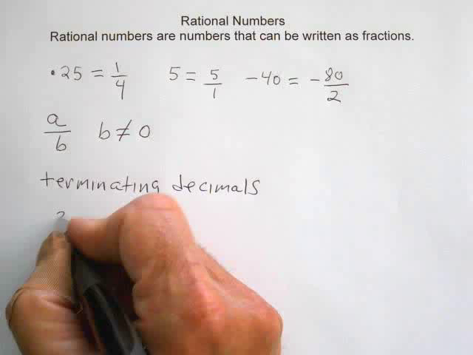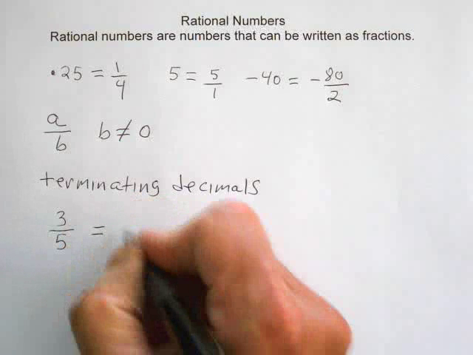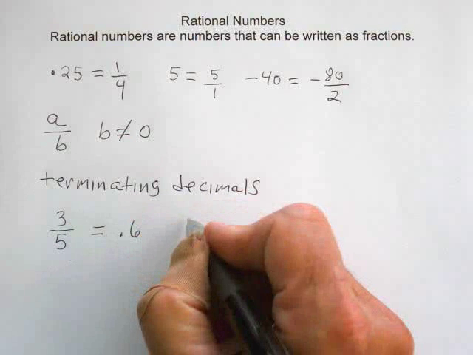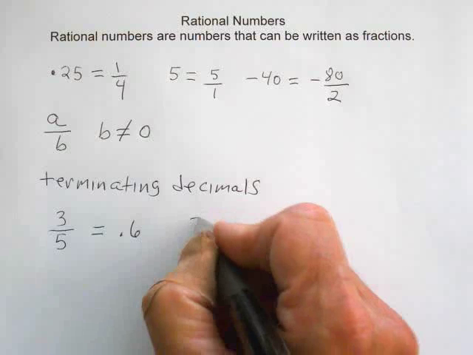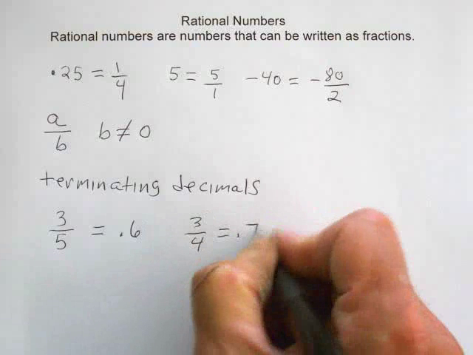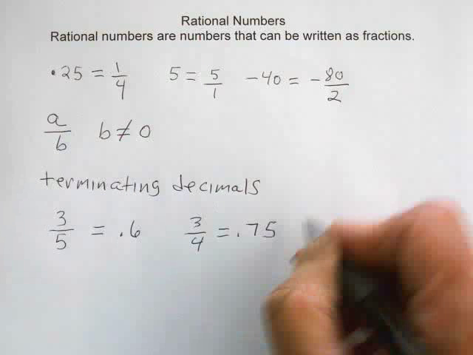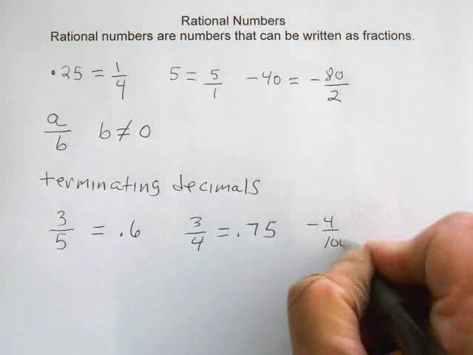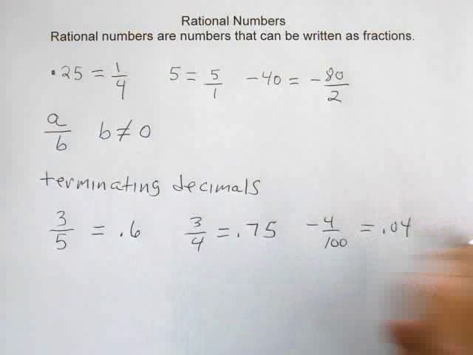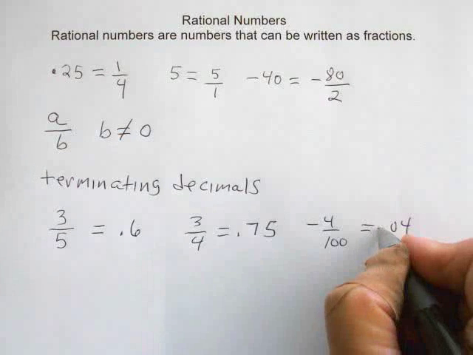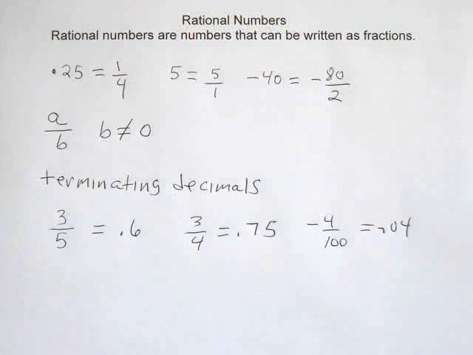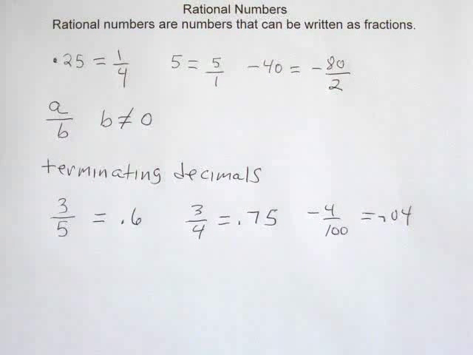Let's take 3/5, for instance, which is the equivalent of 0.6. Or how about 3/4, which is the equivalent of 0.75. Or something, for instance, like -4/100, which could be written as -0.04, pardon me. All right. All of these decimals are decimals that end. In other words, they terminate. They don't keep going on and on. This would be different, say, than what are known as repeating decimals. And that's what I want to look at next.